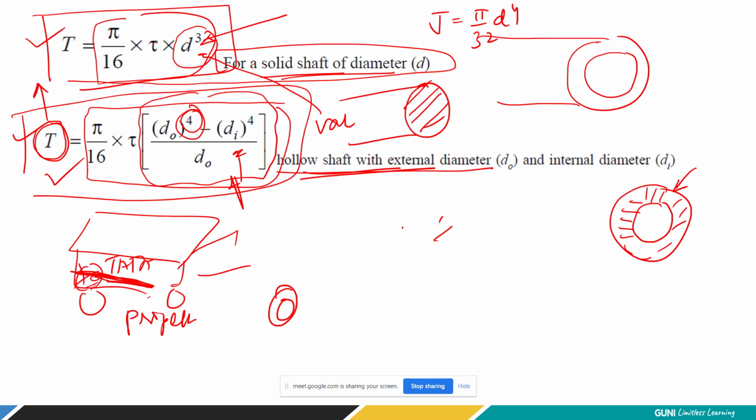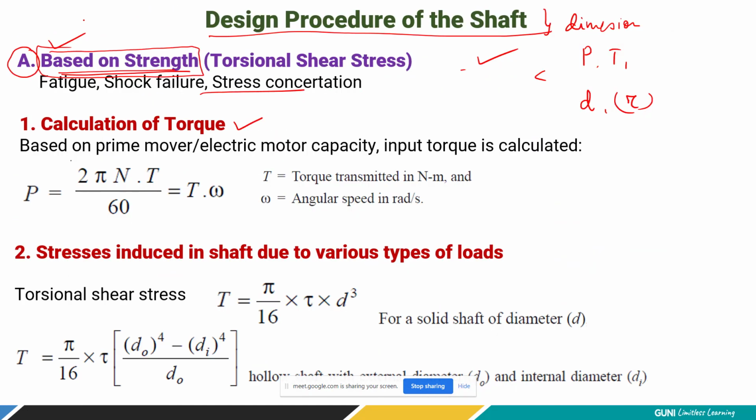So what we have to know? We have to know the shear stress, we have to know the torque. Now torque is related with the power transmission equations, right? So the first thing comes is find out the torque required, right? So that is possible by using this equation. P is equal to 2 pi NT by 60. So basically P is torque into rotational speed. Okay, so omega is nothing but 2 pi N by 60.